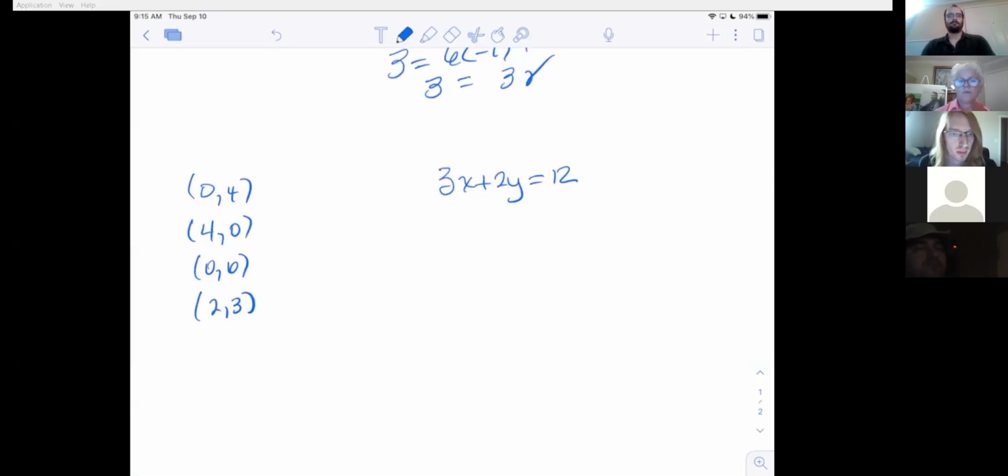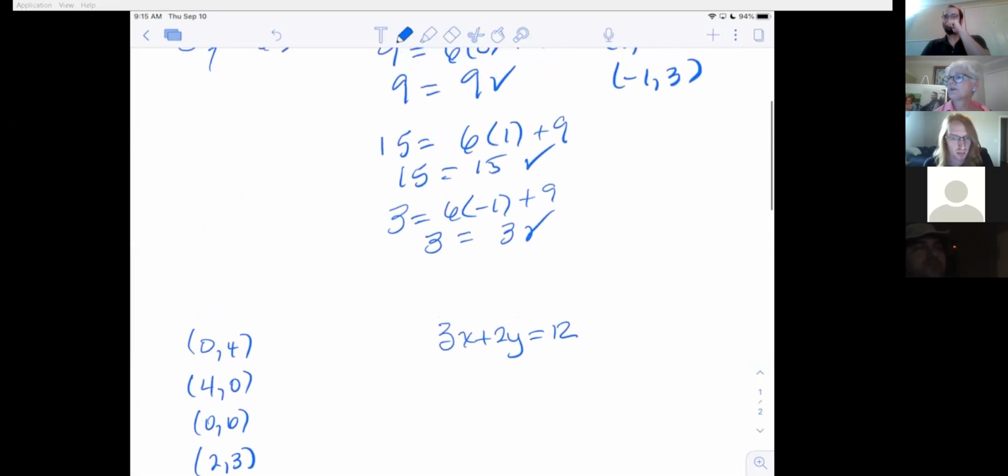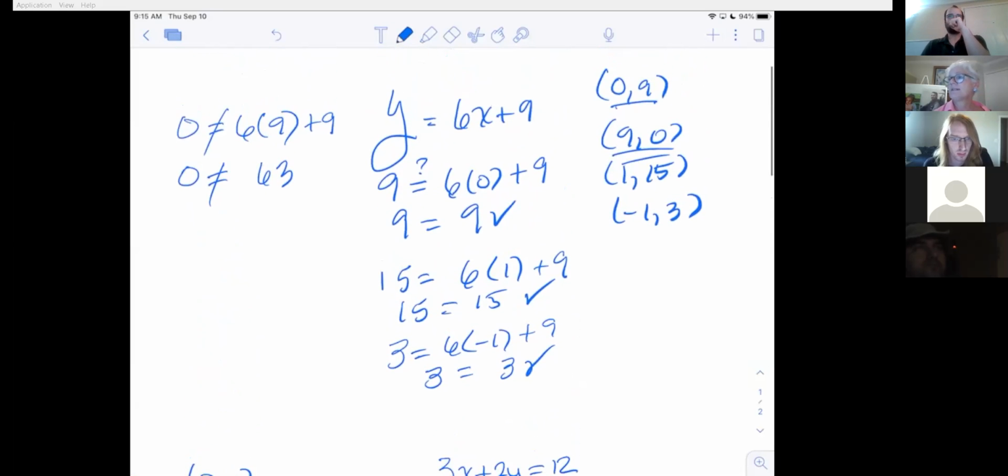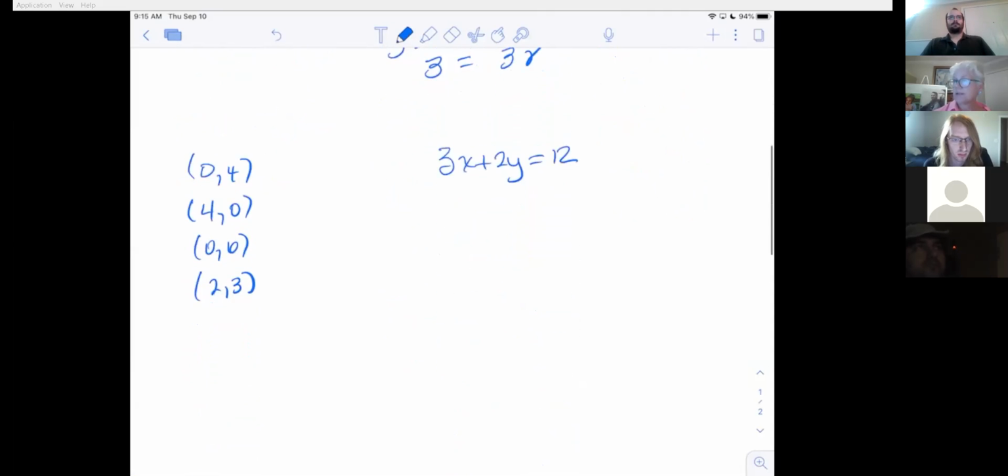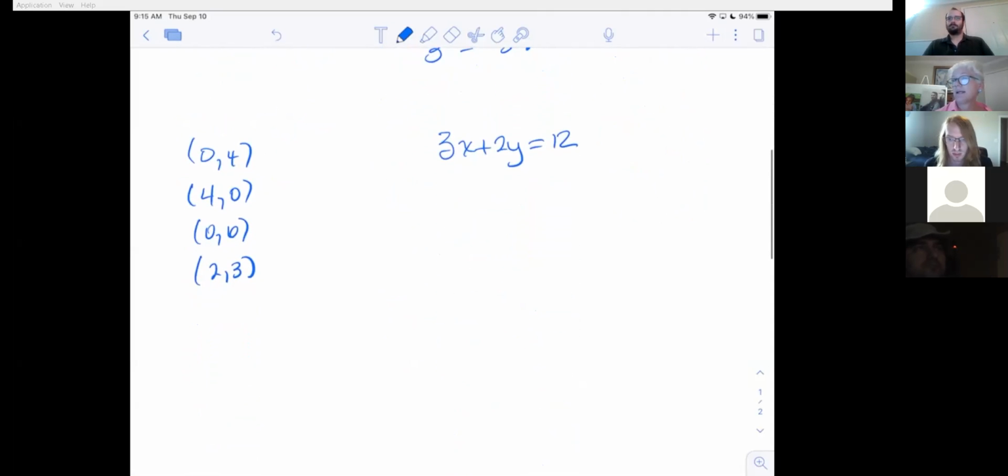The way the question's worded is different, but it really means the same thing. This first question says choose the one that isn't a solution. And on this one, I said choose the one that isn't on the line. That means the same thing. If it's a solution to a linear equation, that means it lies on the line.